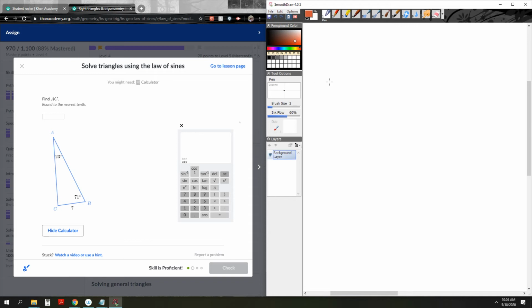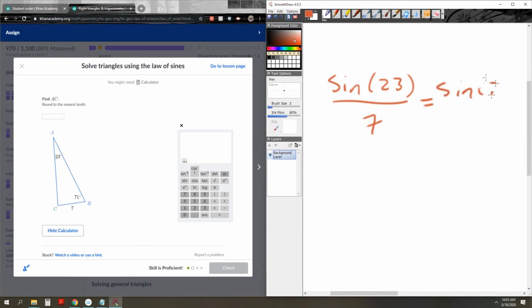So first, we're noticing we have a sine of 23, right? And that's going to be divided by the side across from it, which is 7. And that's going to equal the sine of 71 and whatever the side across from it. We're just going to call that x.